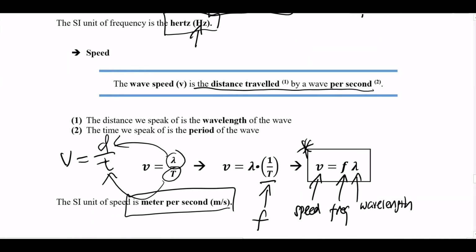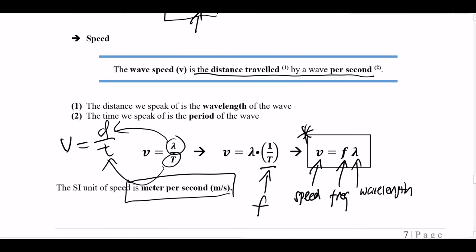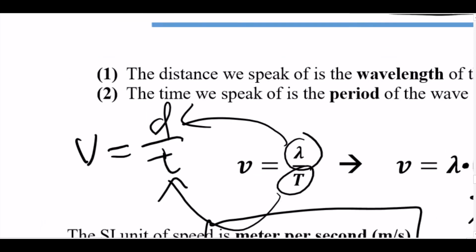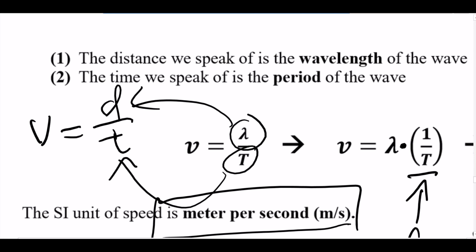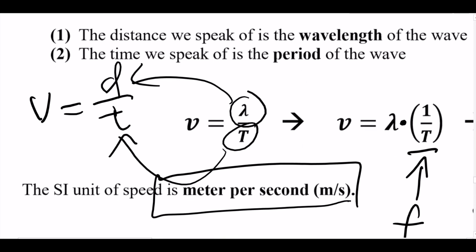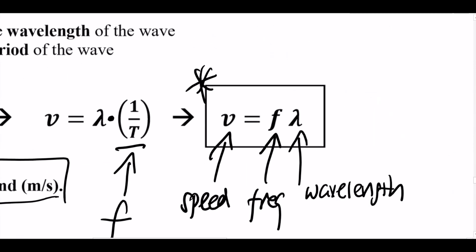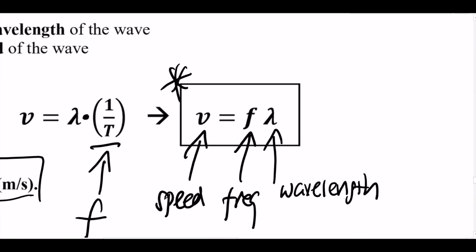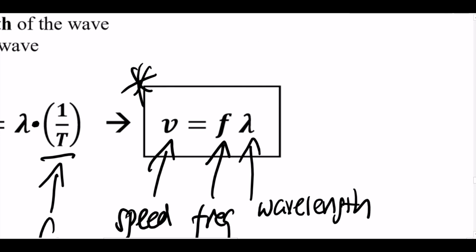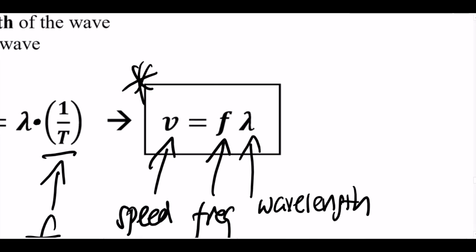Then we come to the final formula, which is related to the speed of the wave. How fast is the wave traveling? Speed equals distance over time. In this case, instead of distance, we use wavelength, and instead of time, we use period. So v equals lambda over T, or v equals f lambda. I will choose to remember this formula, v equals f lambda.